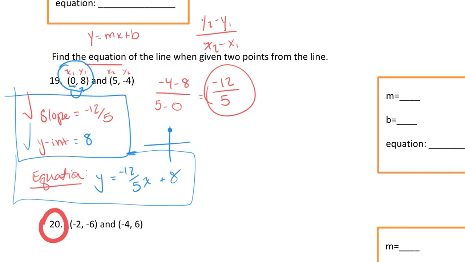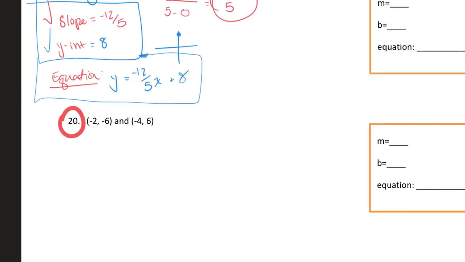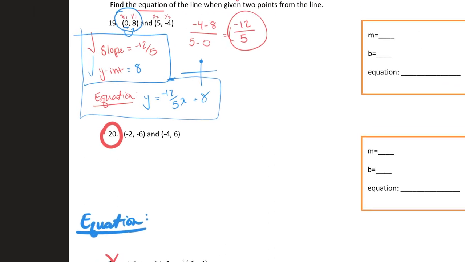Now, I know I said you're going to do the other one on your own, but this next one's different. Okay, this next one's different. We don't want to know just what the slope is. We need to know what the equation is, right? So what are the two things we need to make the equation? Well, remember, we need our slope and we need our y-intercept. So let's find the slope first.